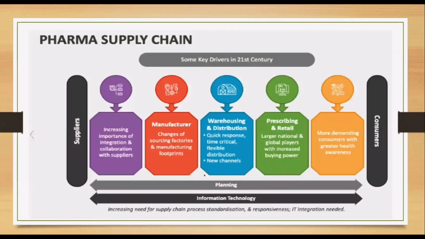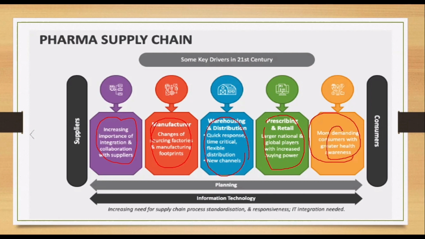Of course, some key drivers in the 21st century supply chain, from suppliers to consumers: increasing importance of integration and collaboration with suppliers. That means supplier collaboration is very important. Then changes in the sourcing of factories and manufacturing footprints, from the manufacturing and warehousing point of view, quick response and time critical flexible distribution, new channels. Then prescribing and retail, large national and global players with increased buying power. Then more demanding consumers with greater health awareness.